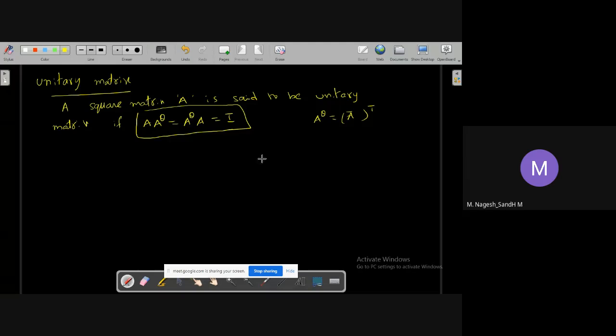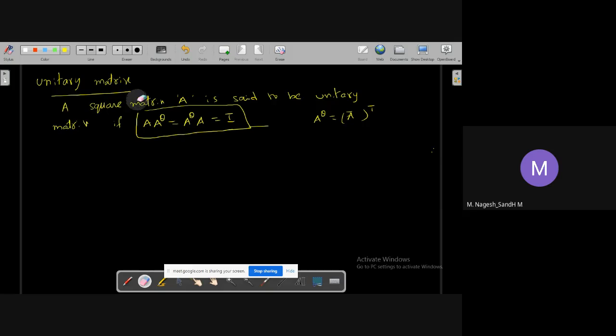In the last class also we saw a similar definition: A into A transpose equal to A transpose into A equal to identity. What is this matrix? Orthogonal matrix. So when it satisfies this definition, A is an orthogonal matrix. When it satisfies A into A power theta equal to A power theta into A equal to identity, then it is a unitary matrix.